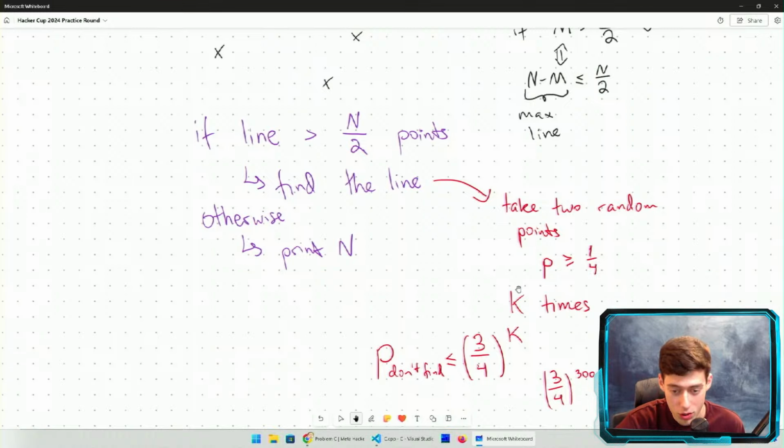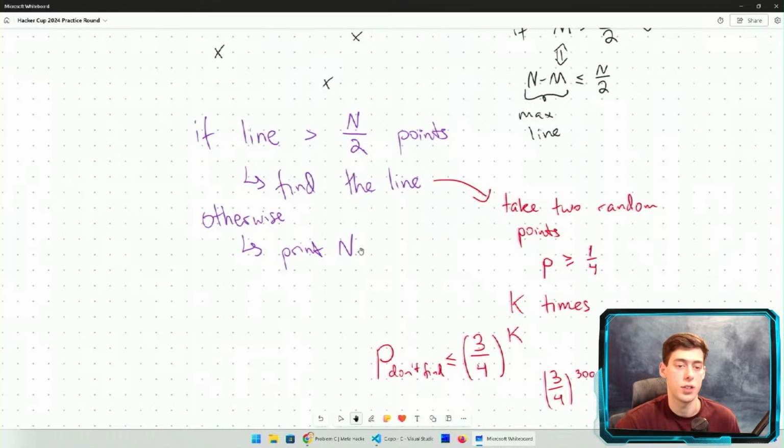So what are we doing? We take k random pairs of points. For each pair, we go through all the points and find how many are on the line defined by those 2 points. Then we take the maximum of all of those k times. If the number of points we found is more than n over 2 on one of the lines, then we just print n minus the number of points on that line. That's how many we need to move to get the rest on that line.